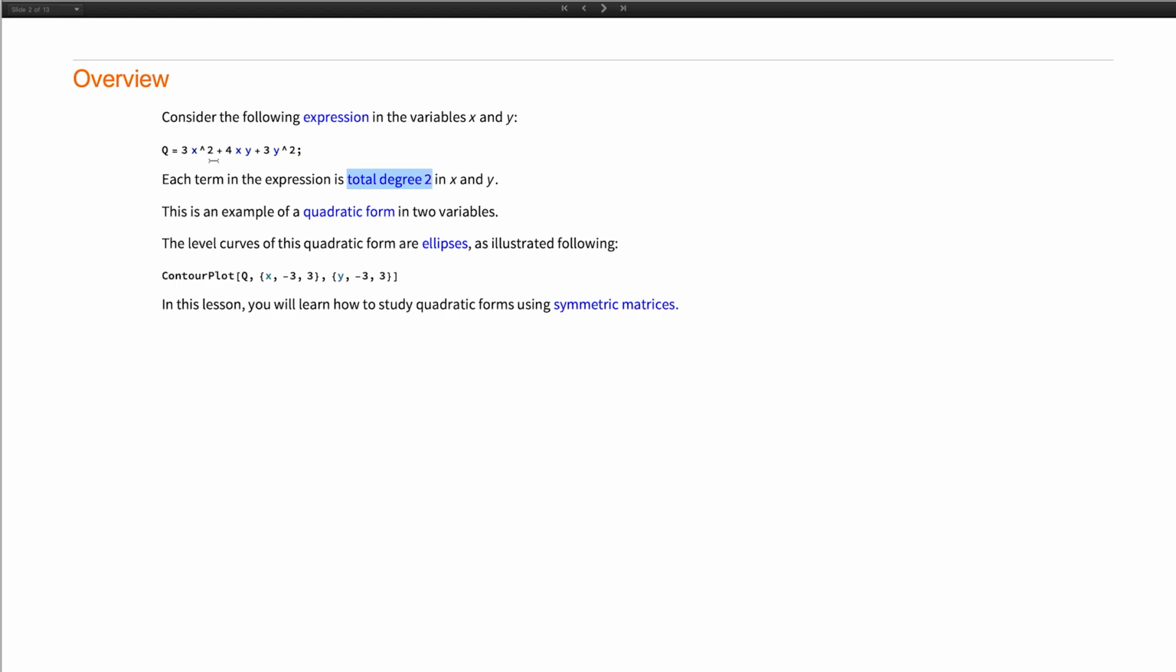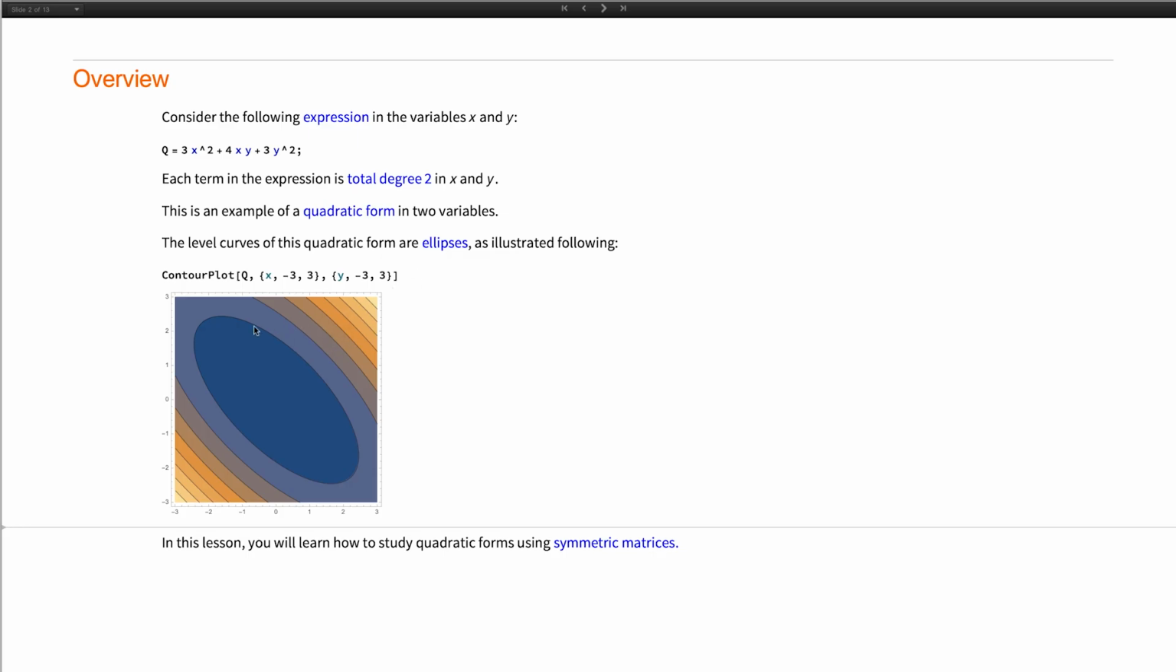So the first term is x squared, that's degree 2. Next one is x raised to 1 and y raised to 1. And then you've got y squared. So this is an example of a quadratic form in two variables. Now, if you set q to be equal to different values, then what you'd get is a family of ellipses as seen in this contour plot.